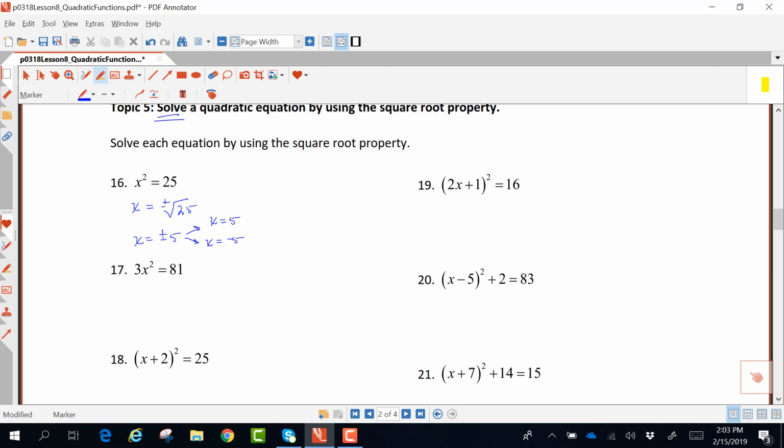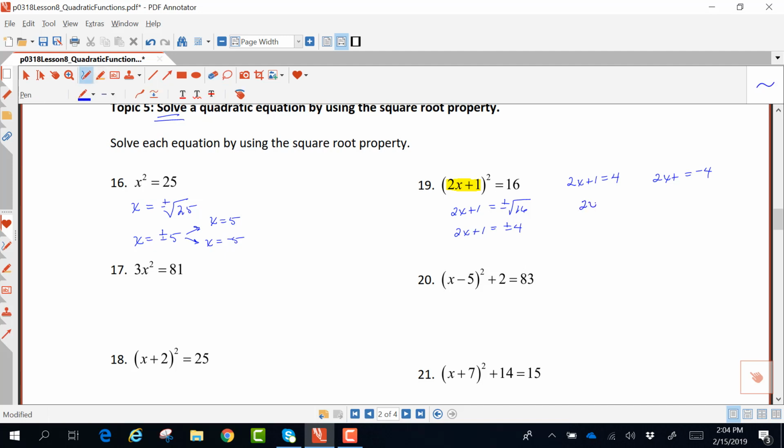Number 19 is very similar, but rather than just having x squared, I have this 2x plus 1 squared. However, the algebraic process would be very similar in that I would take the square root, putting the plus minus sign in front of the square root, resulting in 2x plus 1 equaling a plus minus 4. This results in two equations. One is 2x plus 1 equaling the positive 4, and the other is 2x plus 1 equaling the negative 4. So now I solve these two equations.